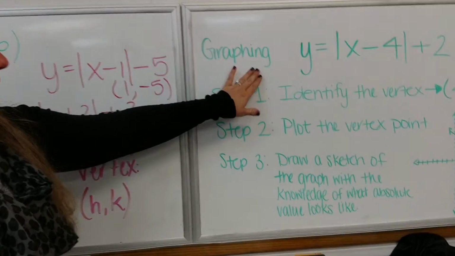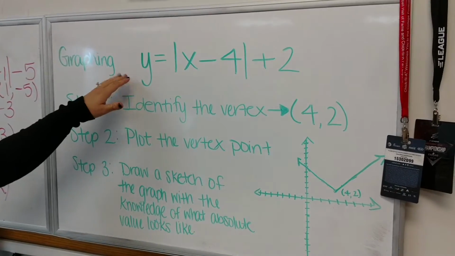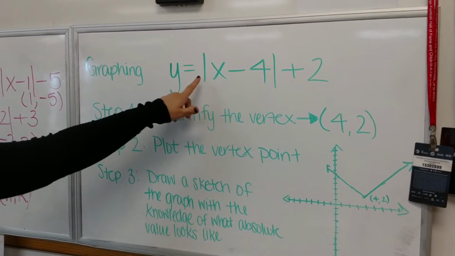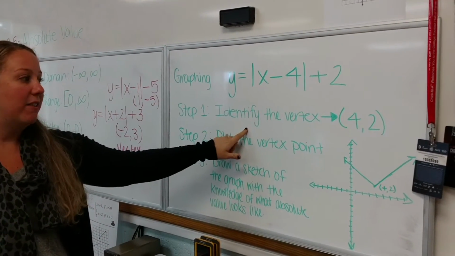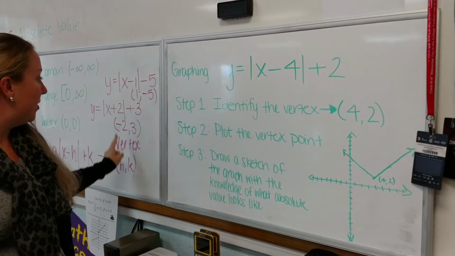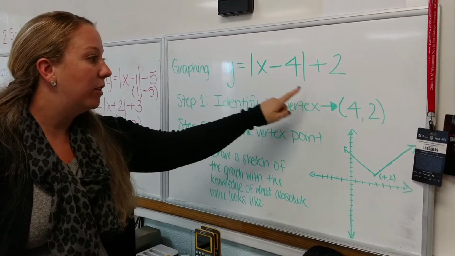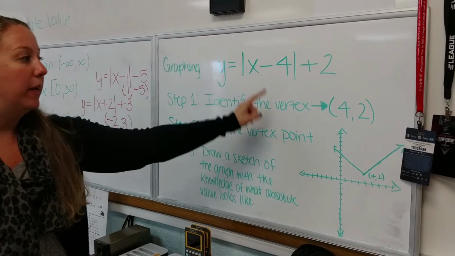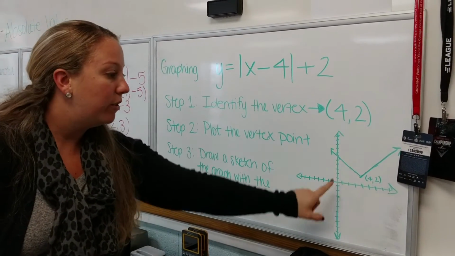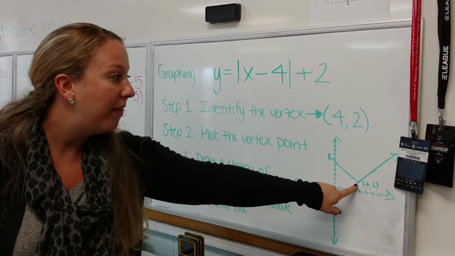When you're graphing them, we have 3 steps that you're going to follow. The first thing is to look at your equation. So you have y equals the absolute value of x minus 4 plus 2. You want to identify the vertex. So just like we talked about over here, you want to take out your h and your k. So your vertex is 4, 2. You want to plot that vertex point. So on my coordinate plane, 4, 2 is to the right 4 and up 2. And I make my vertex there at that point.